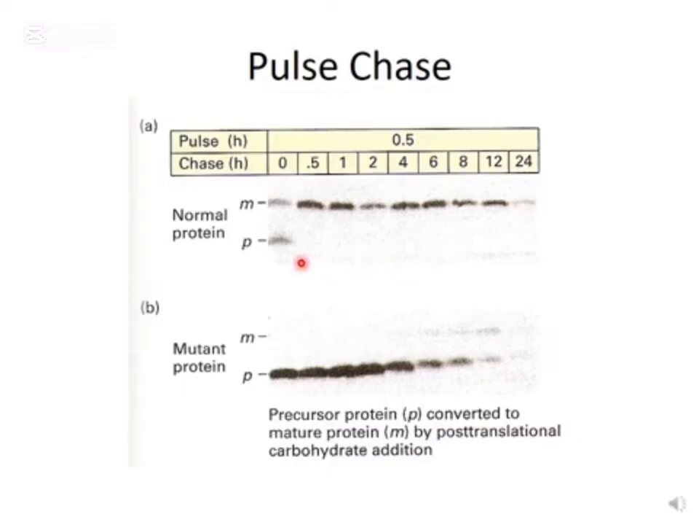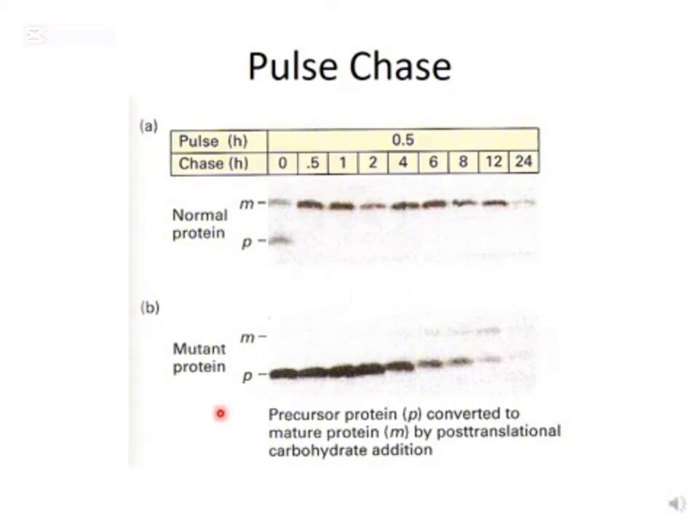What's interesting here is that only in the first half hour we see radio labeled precursor, and all the radio labeled protein afterwards is mature, meaning that all the precursor protein has been converted and that the radio labeled amino acid is only present in the mature protein.